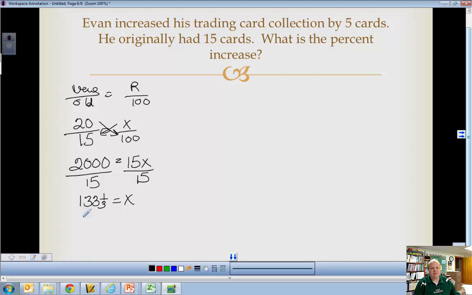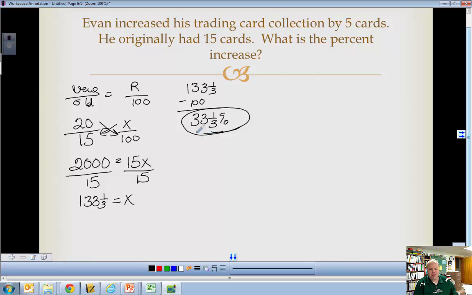I did not increase my collection by 133 and 1/3%. This is where I need to take it minus 100. So 133 and 1/3 minus 100 is going to be 33 and 1/3%. This is my percent increase. Evan increased his collection by 33 and 1/3%.